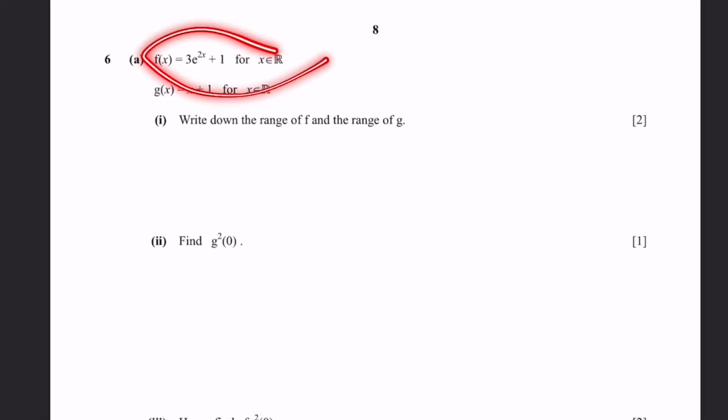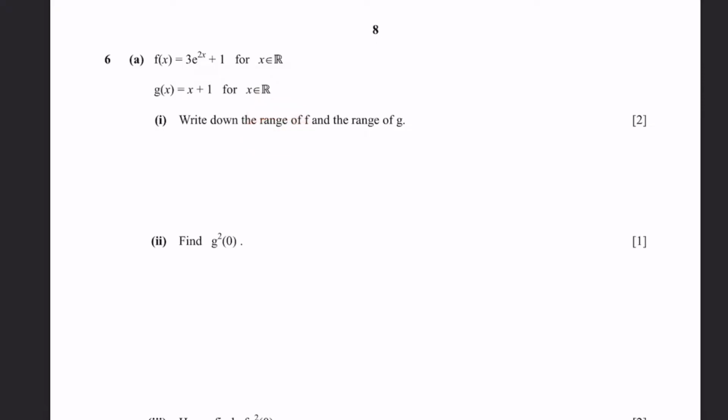f of x equals 3e to the power of 2x plus 1 for x in all real numbers. g of x equals x plus 1 for x in real numbers as well. Part 1: write down the range of f and the range of g. Let's start with f of x.